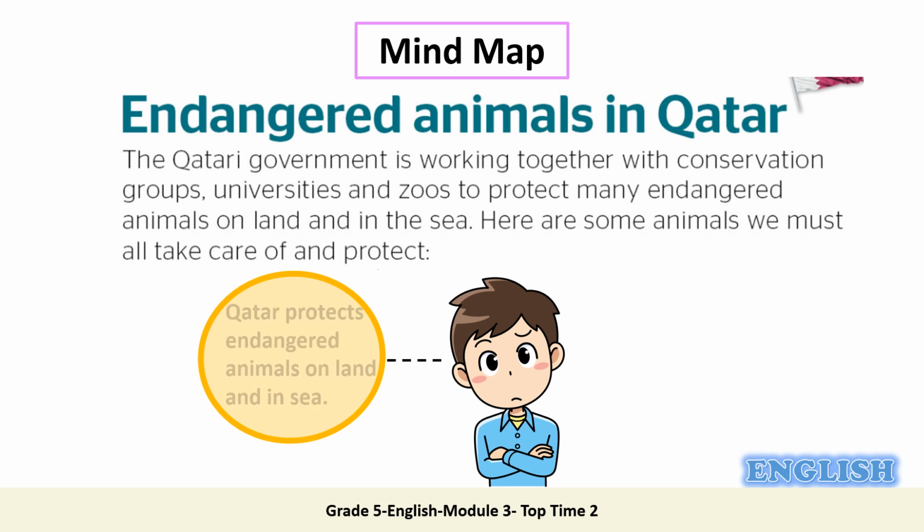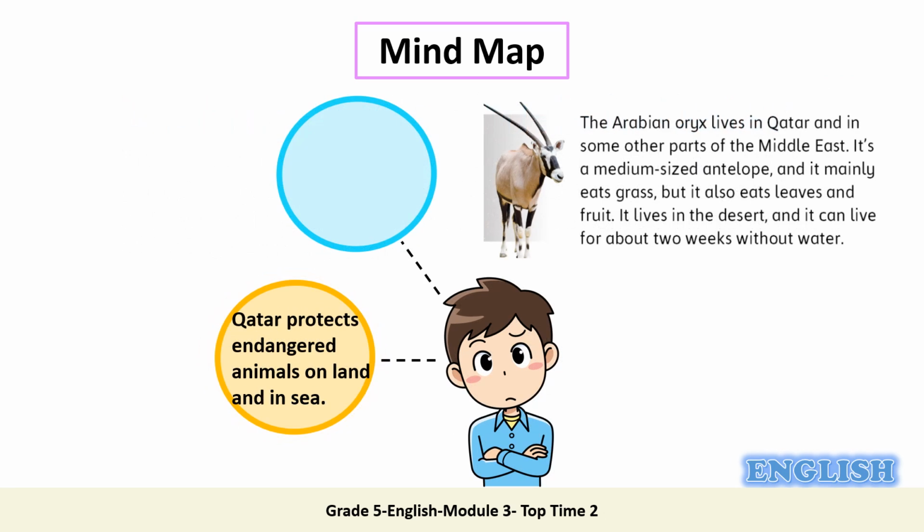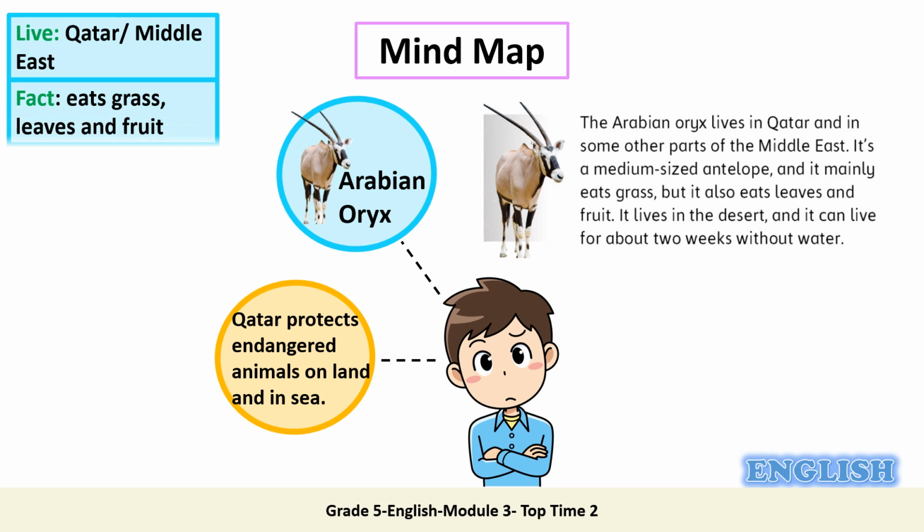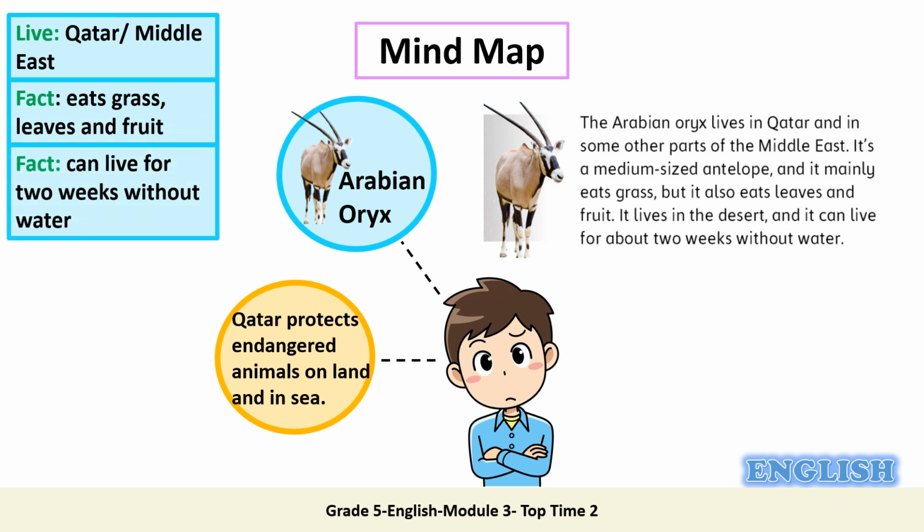Very good. In this paragraph, we have one key point, which is Qatar protects endangered animals on land and in sea. How about this paragraph? What are the key points? The paragraph is talking about the Arabian oryx, so I will write it in the circle. And I will choose a different shape, a rectangle shape, to write my other key points.